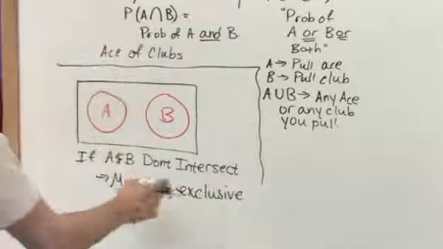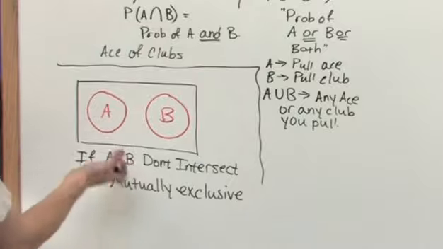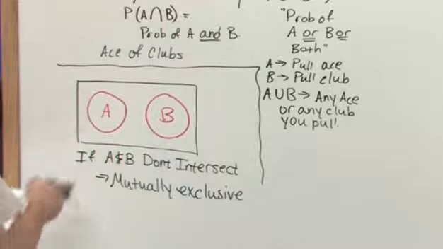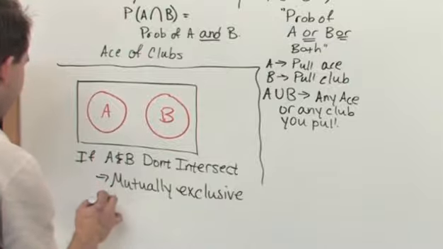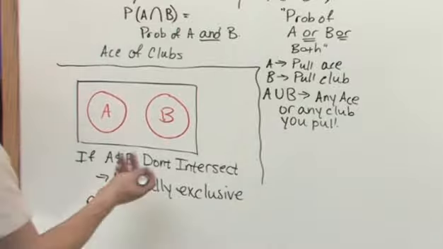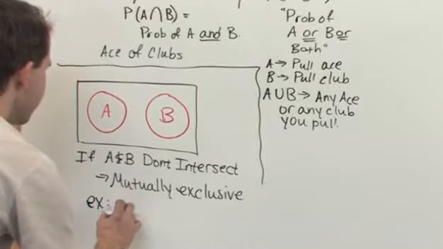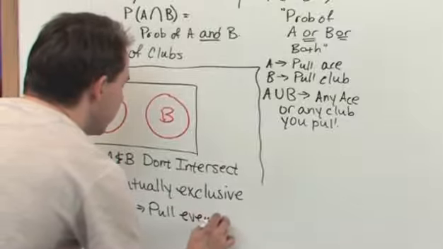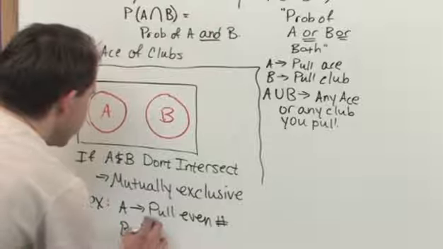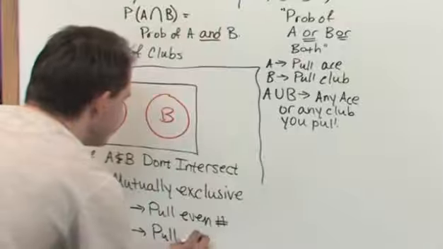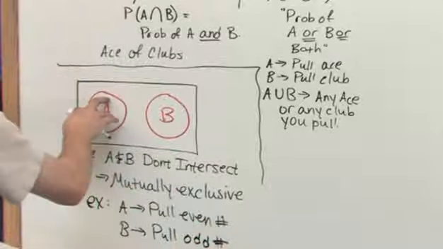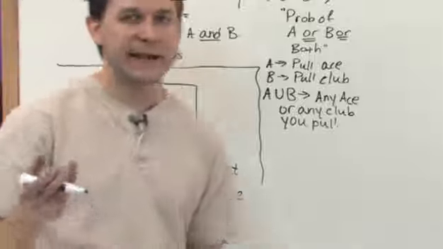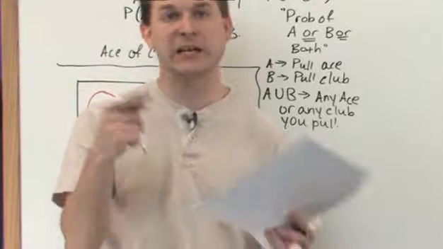Okay, it's a very important little definition. You'll see it running around your books. So they basically cannot happen at the same time. And you represent that on the Venn diagram by showing that there's no intersection between the two. Okay? So an example of how that could happen would be in a deck of cards, let's say event A is pulling an even number, and event B is pulling an odd number. There is no way that I can pull a single card from a deck and have it be even and odd at the same time.